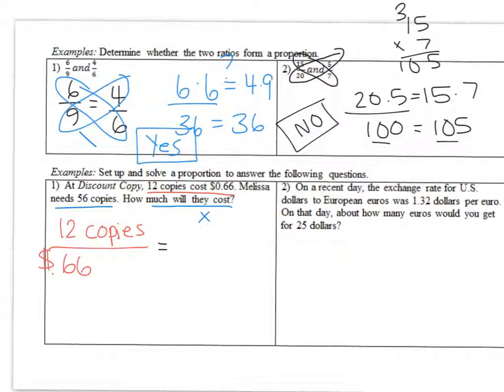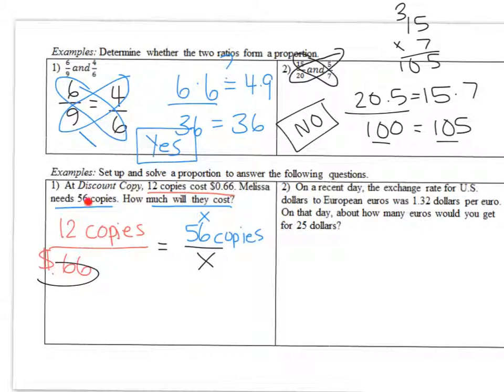This equals, if I want to know how much it costs, I have copies on the top and cost on the bottom. So I'm going to put X on the bottom because it's going to match up with the cost down here. And I'm going to put 56 copies on the top. So I'm keeping my units together. If copies is on the top over here, I'm going to write copies on the top over here. If cost is down here, this is going to be my X because I want to know how much it cost.